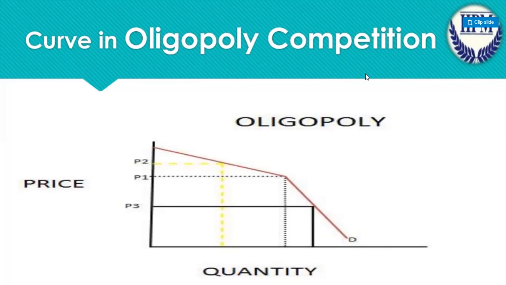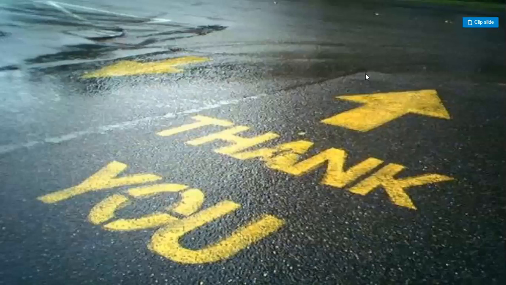Now the curve is given to us of the oligopoly. The x-axis shows the quantity, and the y-axis shows the price. The first price is P, where the quantity is touched, and it will decrease if the price is there.